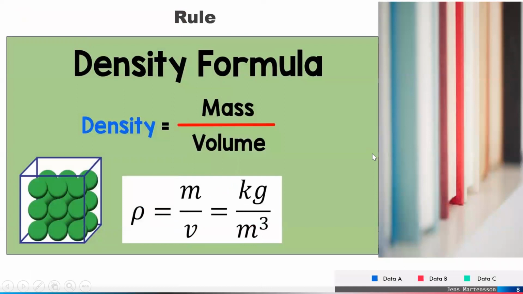The density formula you can extract or calculate, and you remember the unit of the density immediately if you remember the relation between them as a formula or as a rule. As density equals the mass over the volume, the unit of the mass is kilogram and the unit of the volume is meter cubed, so the density is given in the unit kilogram per meter cubed.